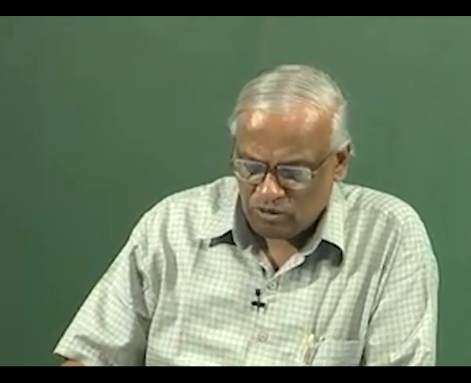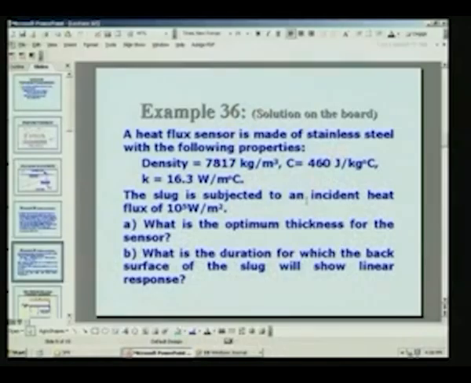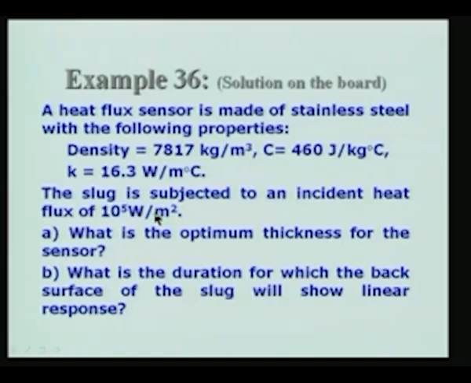So, we would like to find out what is the optimum thickness in this case when the slug is subjected to an incident heat flux of 10 to the power of 5 watts per meter square. I am just now increasing the heat flux. You can see that I have increased the heat flux to 10 to the power of 5 because the sensor is going to be useful for measuring very high heat fluxes, and I want to find out the optimum thickness for the sensor and also the duration for which the back surface of the slug shows a linear response.